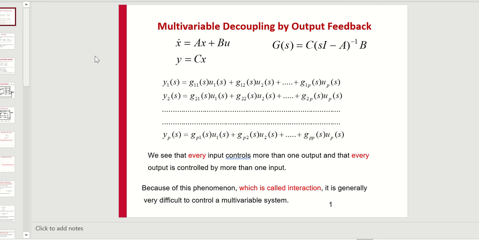Well, good morning. This lecture is our final lecture and it's on multivariable decoupling by output feedback. And we're considering some linear state space equations, multivariable, given by the following state space and transfer function. And we can see in this now that we've got y1 as a function of g11 times u1 and g12 times u2. So it's a highly interactive multivariable process.